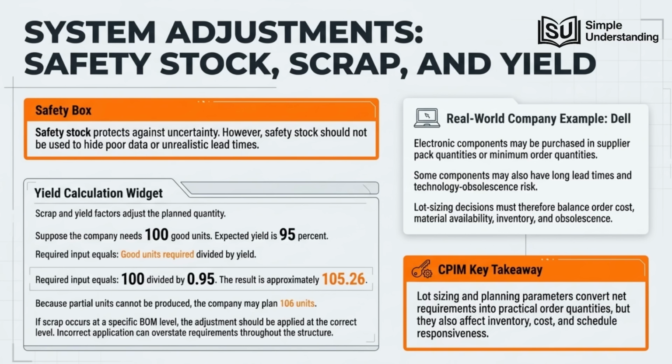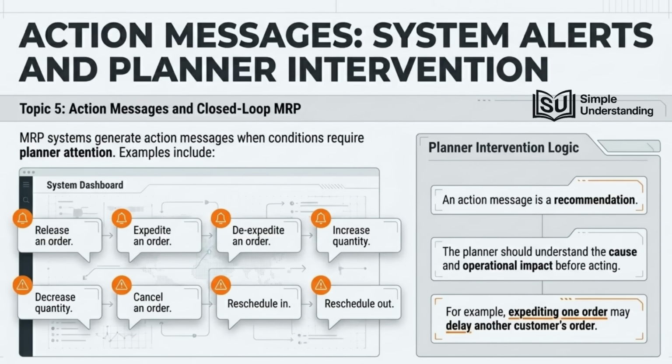Real-world company example. Dell. Electronic components may be purchased in supplier pack quantities or minimum order quantities. Some components may also have long lead times and technology obsolescence risk. Lot sizing decisions must therefore balance order cost, material availability, inventory, and obsolescence. CPIM key takeaway. Lot sizing and planning parameters convert net requirements into practical order quantities, but they also affect inventory, cost, and schedule responsiveness.